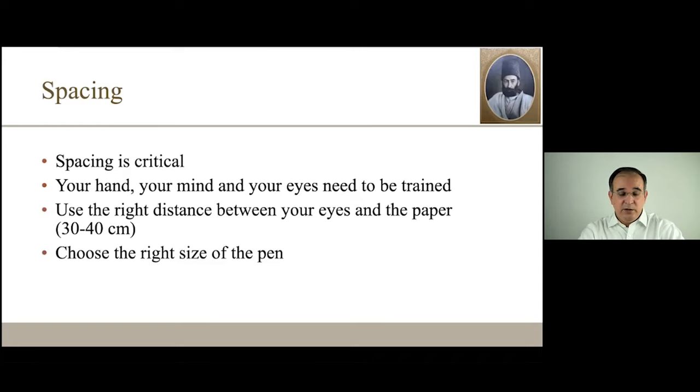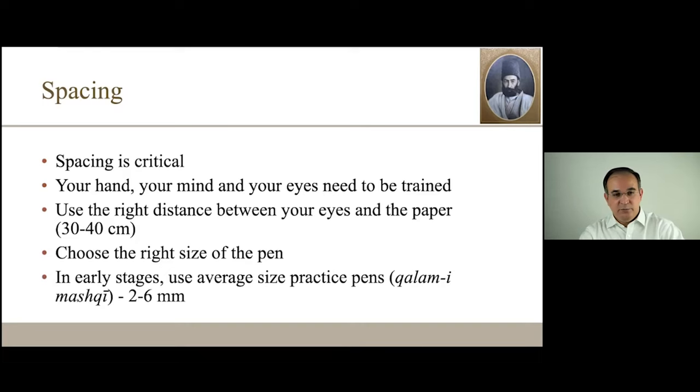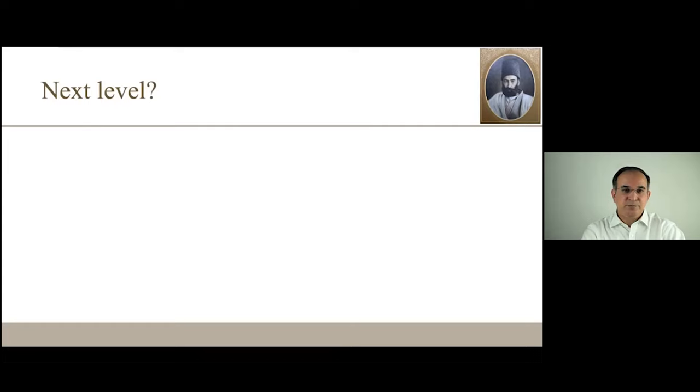You've also got to choose the right size of the pen. If the pen is too big for your hand, or too small, you would have difficulty. But if you become a master calligrapher, you could write with anything. It's not difficult. But if you're beginning to learn, you need to choose the right size of pen, which is important at the beginning. In the earlier stages, the right size for the practice pens, the Qalam-e Mashqi, is something between 2 to 6 millimeters, which is the nib of the pen.